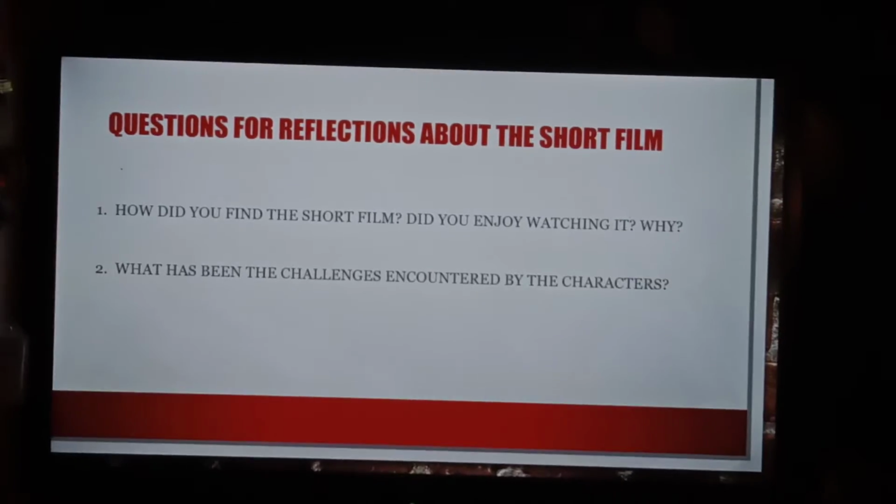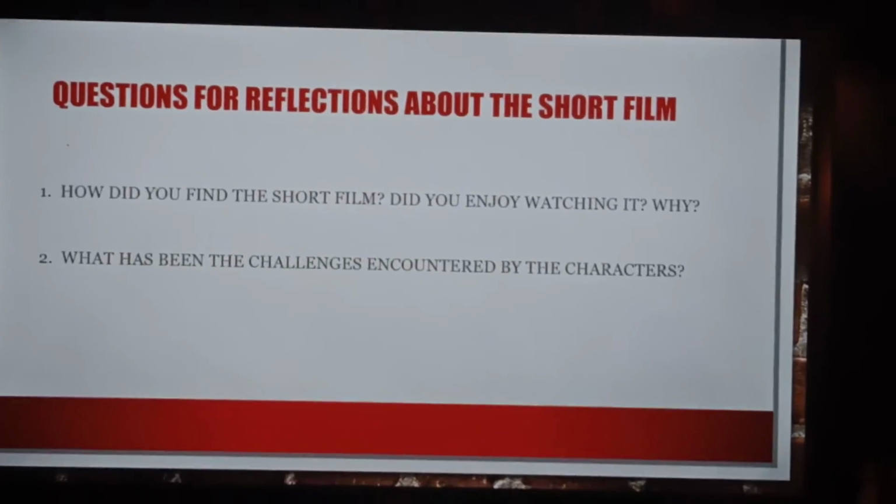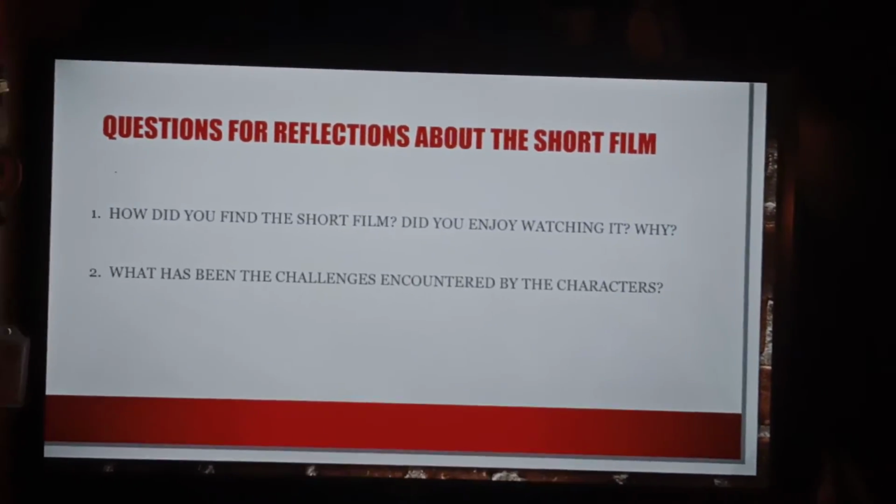So, what do you think had been the challenges encountered by the characters? At first, we saw that the woman is having an admiration for the man, and then she did everything in order to be noticed by the man. But at the end, we saw that she realized that the man is incapable of doing that because he is a cripple or paralyzed. So there is a barrier between the two.